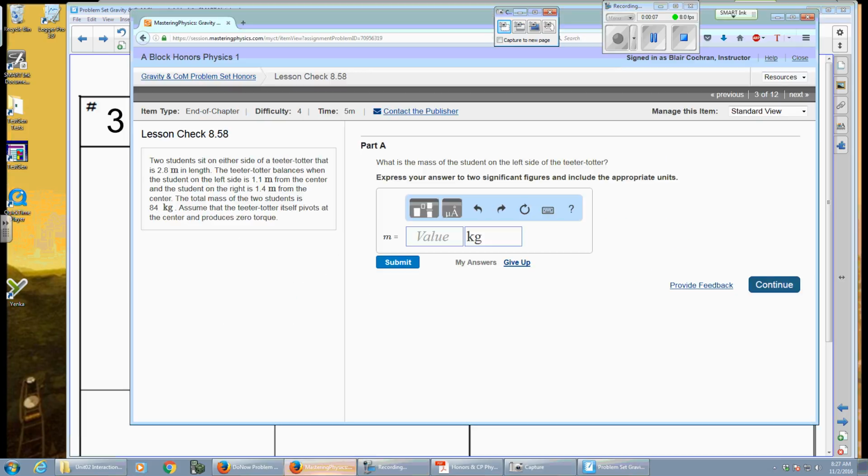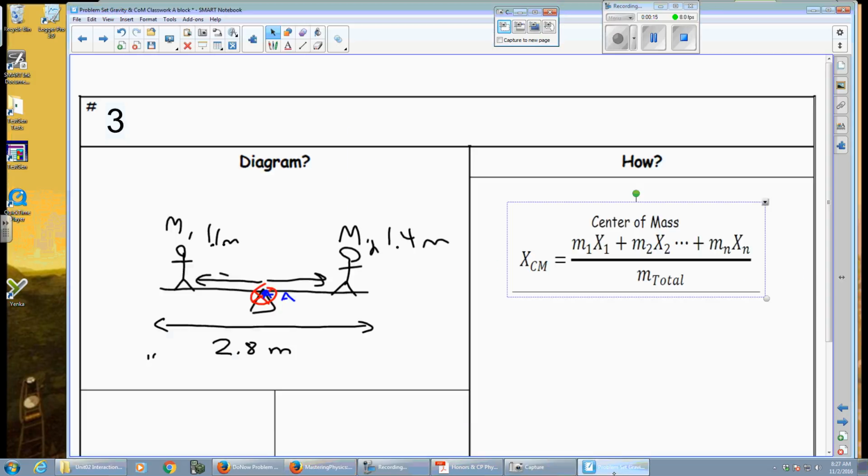My numbers are the same. 1.1, 1.4. Total mass is 84 kilograms for me. So M1 plus M2. Isn't that great? We all have different numbers. I like it.